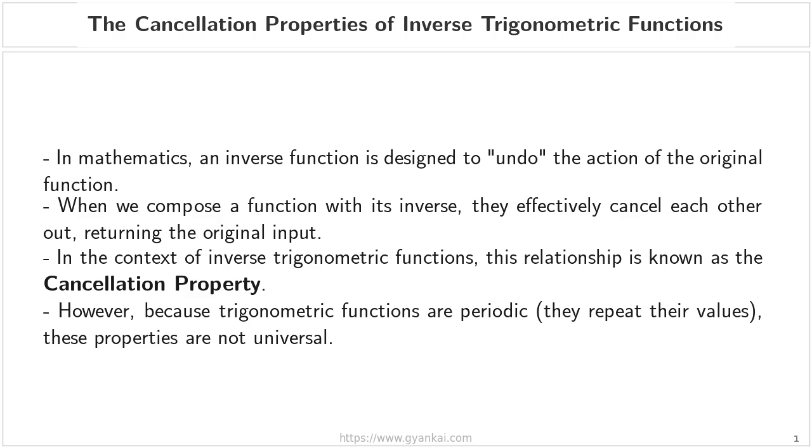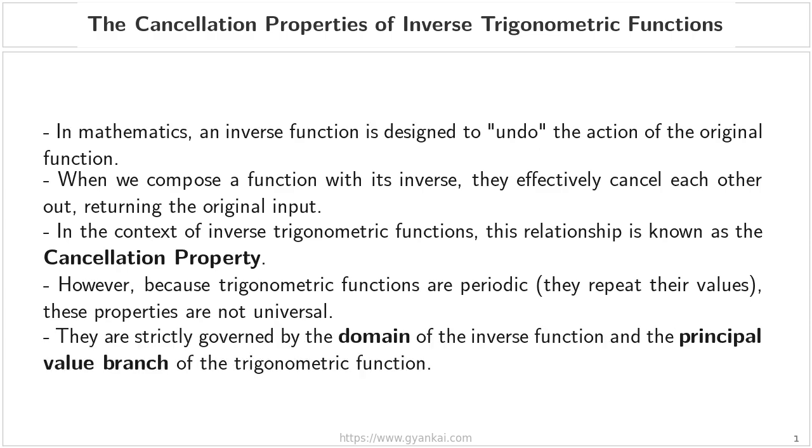However, there is a catch. Because trigonometric functions are periodic, meaning they repeat their values at regular intervals, these cancellation properties are not universal. They do not apply to every possible value. Instead, these properties are strictly governed by two critical factors: the domain of the inverse function and the principal value branch of the trigonometric function. As we move through the next few slides, we will examine exactly how these restrictions work and how to apply them to avoid common mistakes.